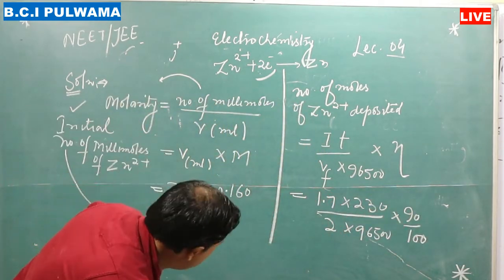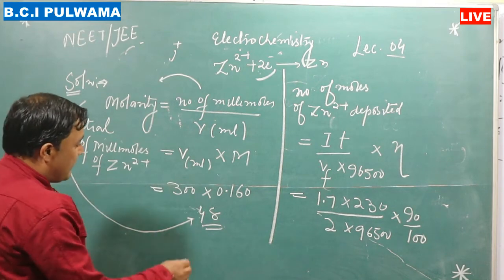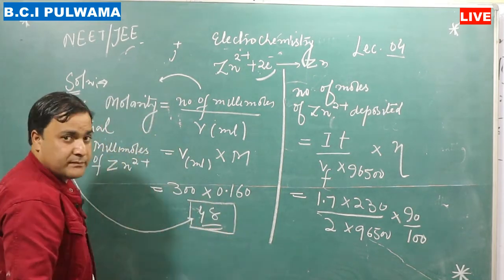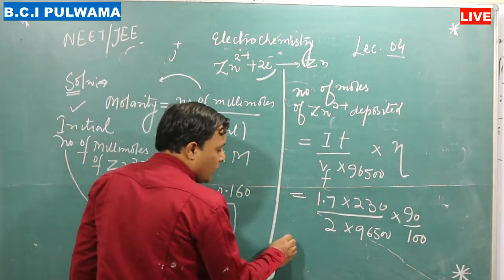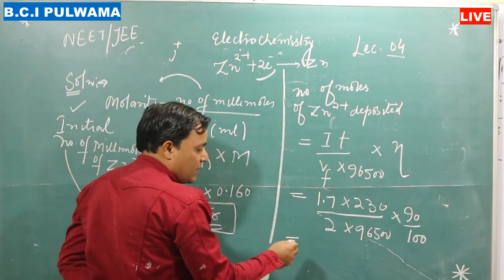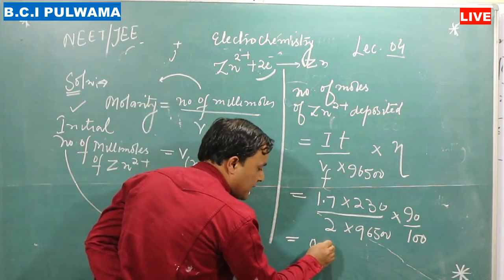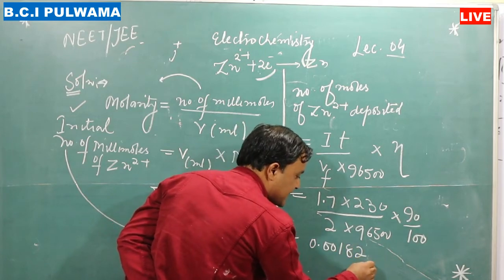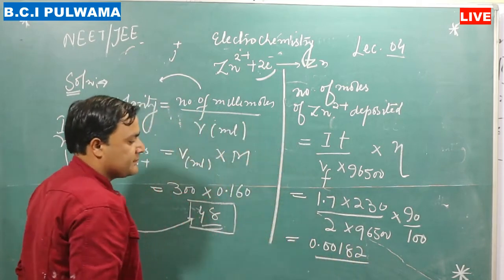You have to remember that the initial number of millimoles was 48, and when you solve it, the number of moles of Zn2+ ions will be equal to 0.00182, but this is the number of moles.